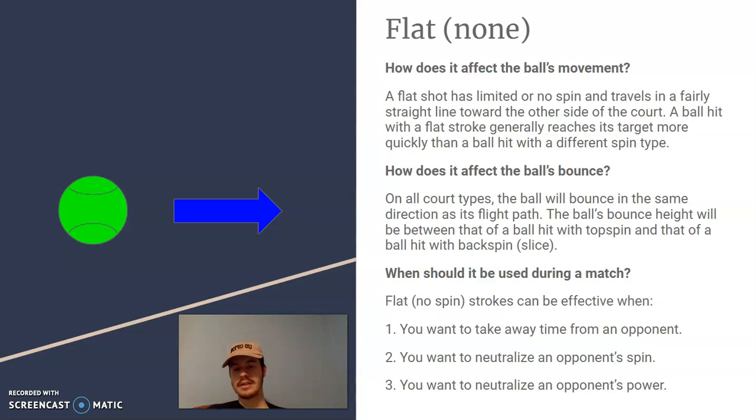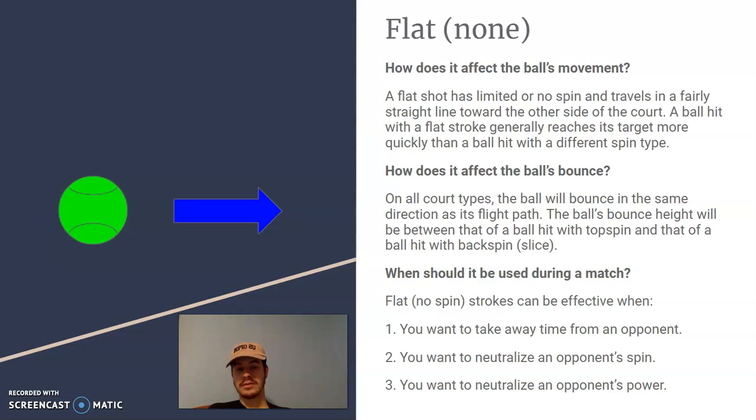The difference is, if you hit a shot with no spin, or really limited spin, it's going to get to the other side of the court more quickly. It's not traveling in an arc like some of the other spins we've talked about. So how does that affect the ball's bounce? Well, the ball's generally not going to kick to either side, and in terms of height, it's going to be somewhere between a topspin shot and a slice or backspin shot.